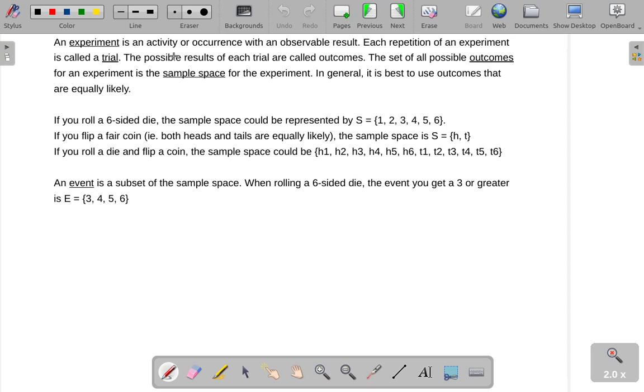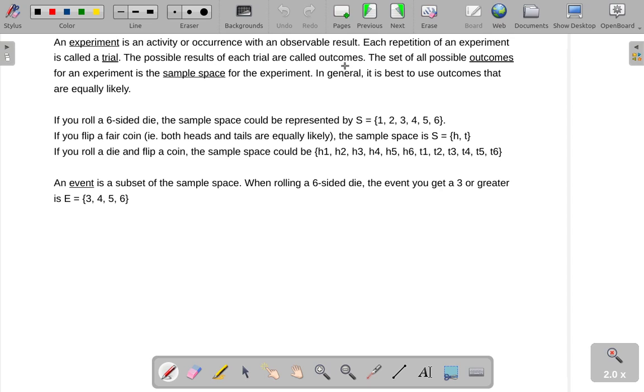So an experiment is the general thing that we're going to be finding a probability of. It needs to have an activity or an occurrence with an observable result. A repetition of an experiment is called a trial. So if you're doing something again and again, we call each time we do that something a trial. For instance, if you're flipping a coin 6 times, you might say that you have 6 trials.